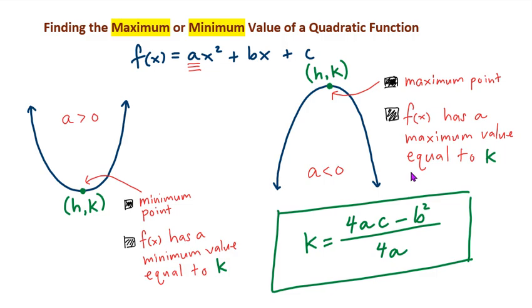So how do we find the maximum or the minimum value of the function? Recall that we have a formula for k, right? So we have k equals 4ac minus b squared over 4a. This is the formula that we're going to use to find either the minimum or the maximum value of a quadratic function. Now let us answer the exercises.